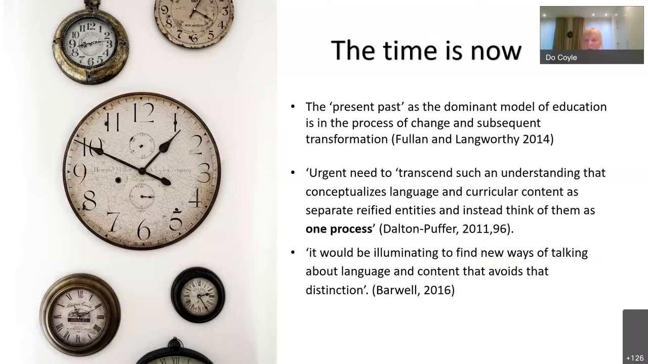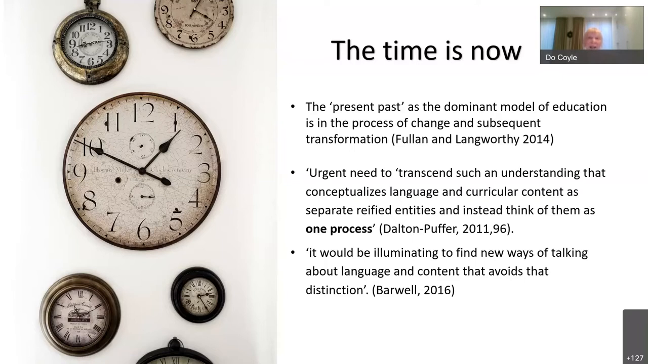And I still love, even though it was written in 2014, Fallon and Langworthy's small piece about the change in education that's needed. And then we have Dalton Puffer, who's done an awful lot of work in cognitive discourse functions. And she talks about this urgent need to transcend the understanding that conceptualizes language and content as separate entities. In other words, we're back to the integrated learning and instead think of them as one process.